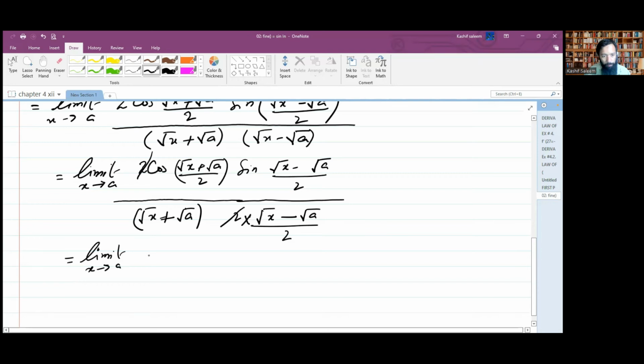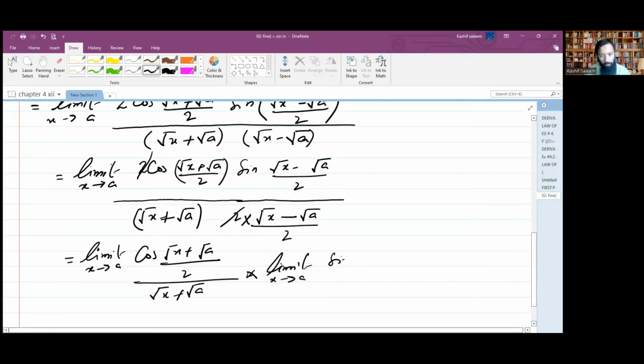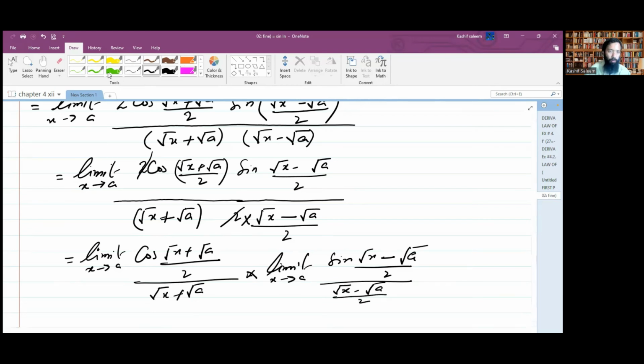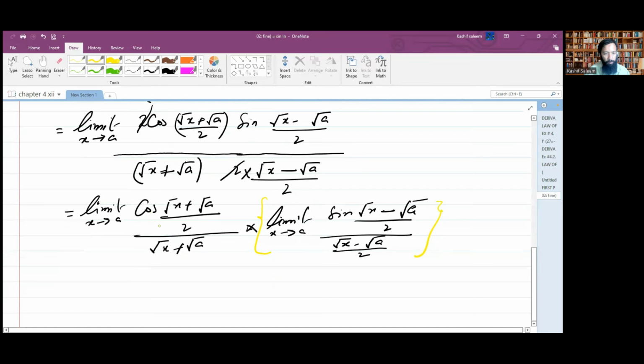Limit x approaches to a, cos root x plus root a upon 2, divided by root x plus root a, multiplied by limit x approaches to a, sin root x minus root a upon 2. So this value should be equal to 1. So this value is equal to 1, and we apply the limit here. So this is cos root a plus root a upon 2, divided by under root a plus under root a, and this is equal to 1.